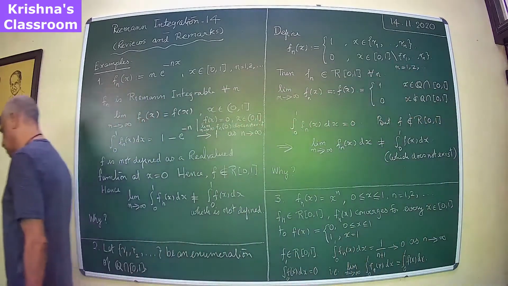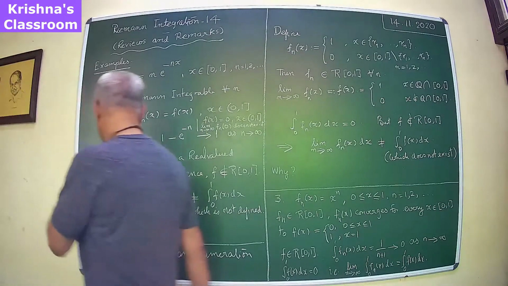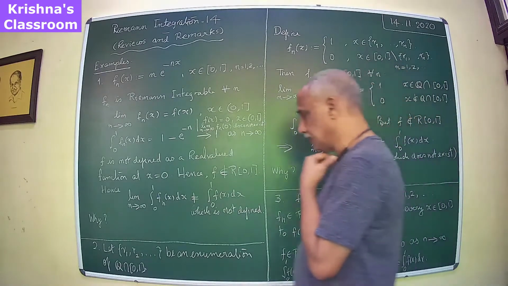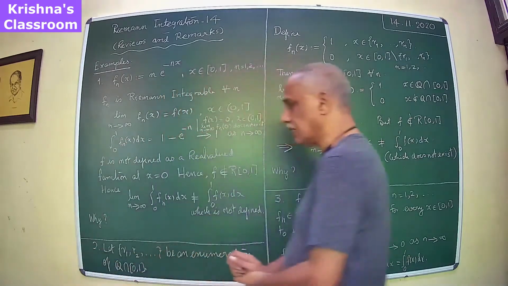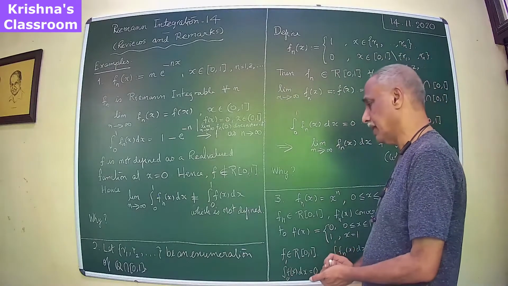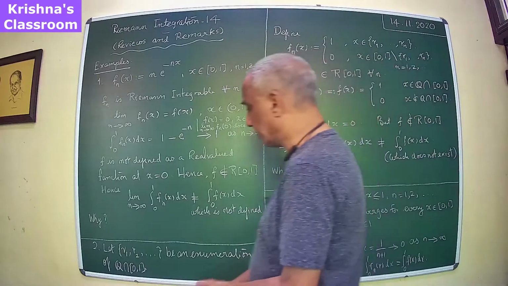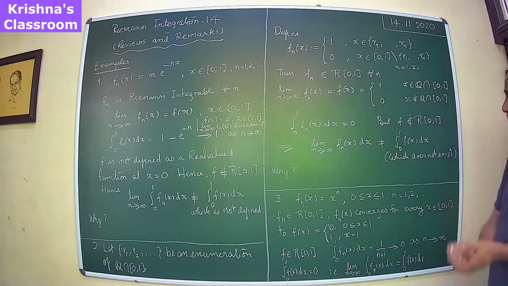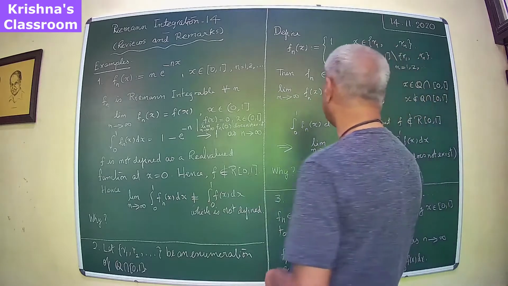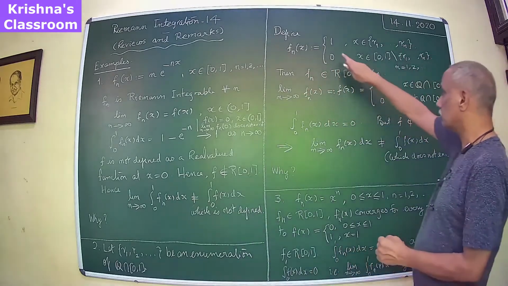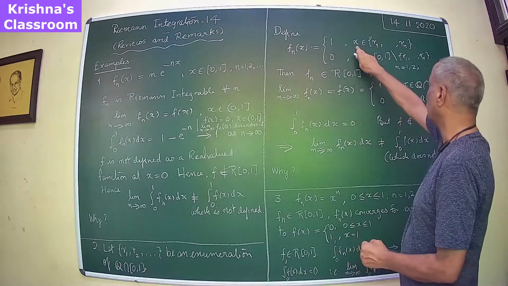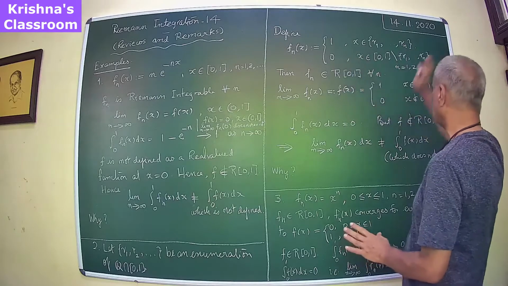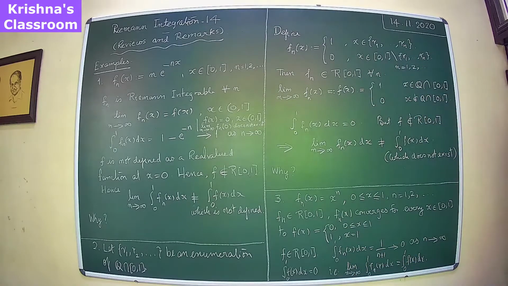The next example is also more or less of the same type. You know that the set of all rational numbers forms a countable set, and especially on the interval [0, 1]. So we consider the rationals on the interval [0, 1] and we can enumerate them as r1, r2, etc. It's a countable collection. Now we define the function fn(x) to be equal to 1 for x belonging to {r1, r2, ..., rn}, and 0 elsewhere on the interval [0, 1]. Okay, that's the definition of fn.